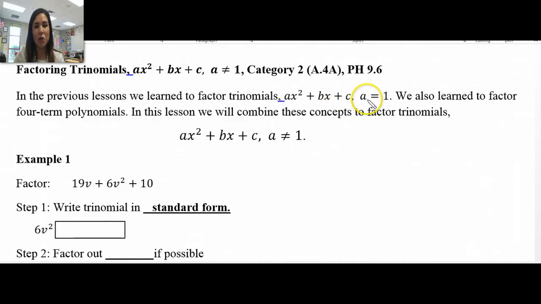Hi guys, in this video we're going to be looking at how to factor trinomials. We've already looked at ax squared plus bx plus c. However, we now need to look at how to factor them when a is not 1, so when there's another number in front of that x squared. It's still going to be the same process, it's just you're going to end up with bigger numbers. That's basically what's going to happen.